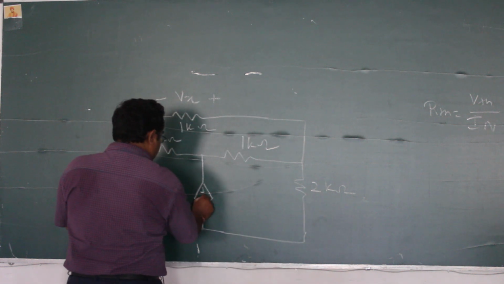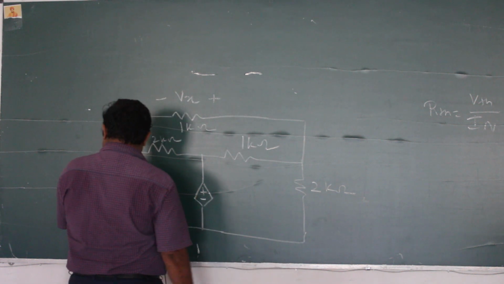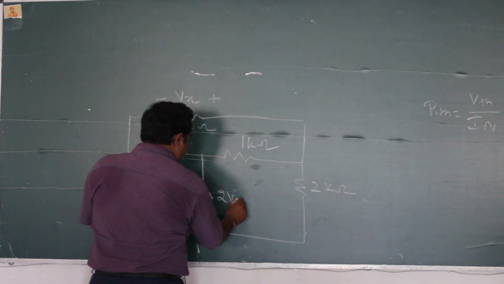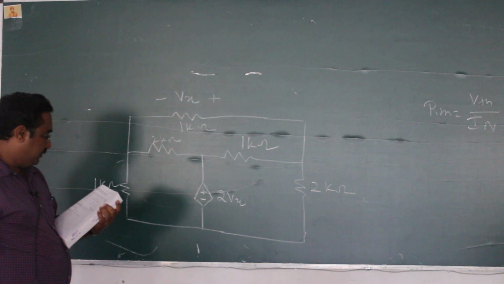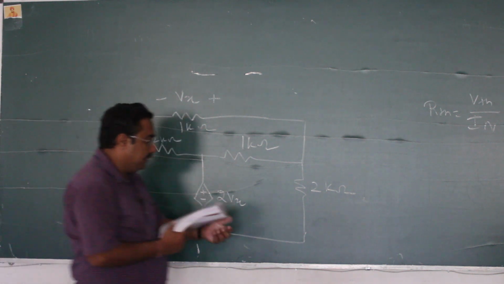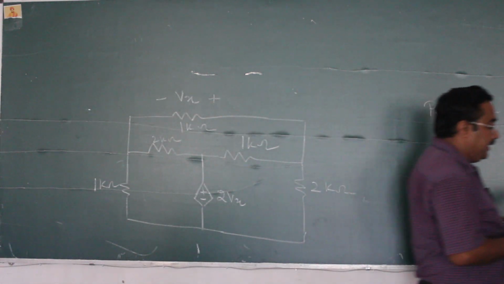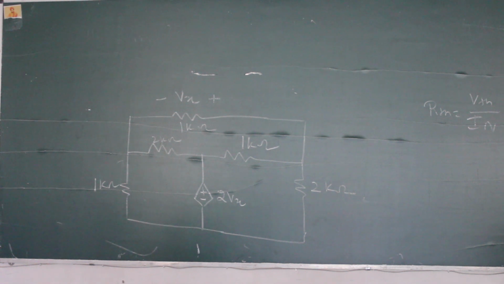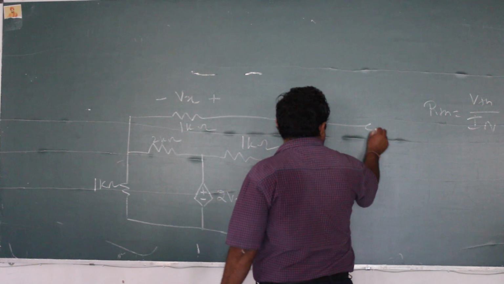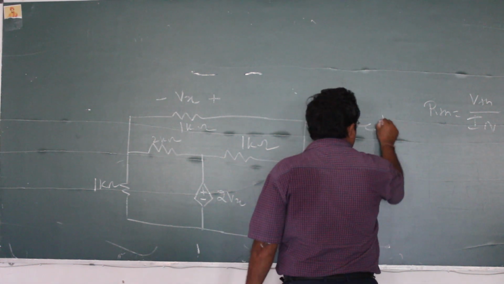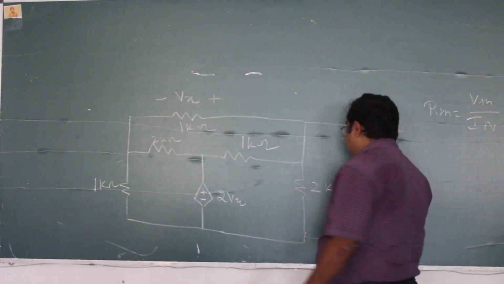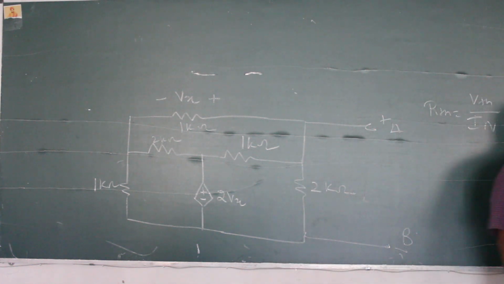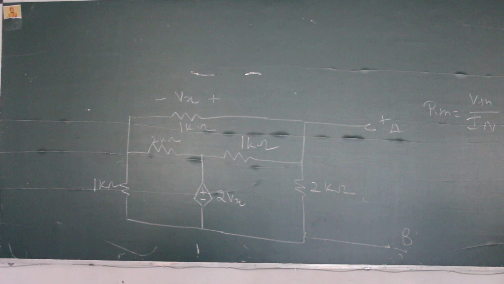This is plus minus. This is twice Vx. And you have to determine the Thevenin equivalent of the network at the terminals A and B, where these are the A and B terminals. Clear? Now look towards the diagram. What conclusion are you getting?